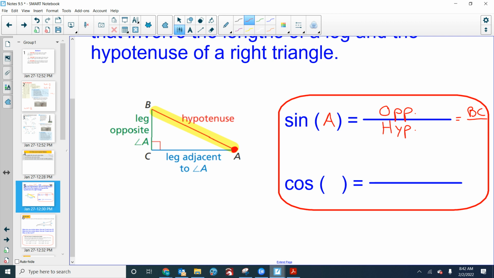Over AB or BA. That's the hypotenuse. Now, we're going to have x's, we're going to have numbers when we start doing problems with these. That's just in general. The cosine of angle A is the adjacent side over the hypotenuse.